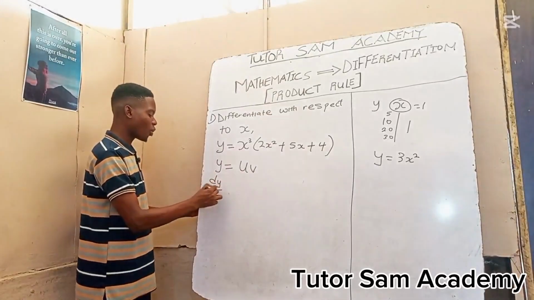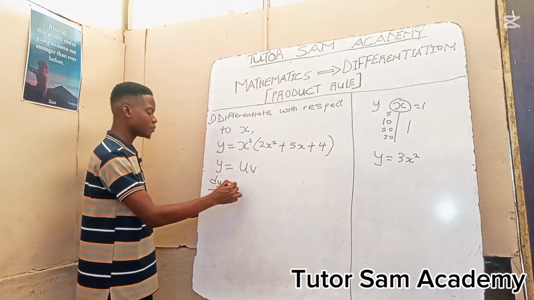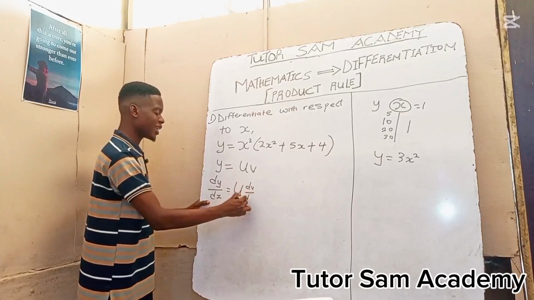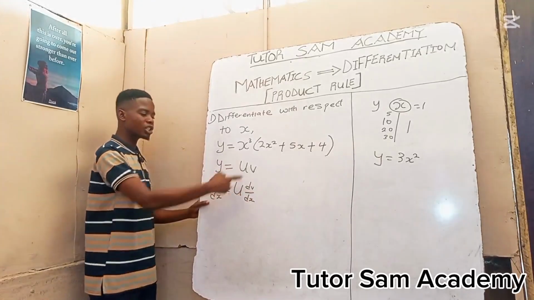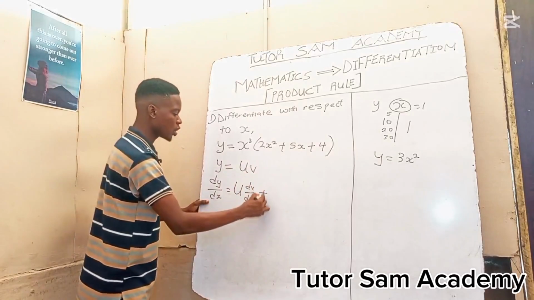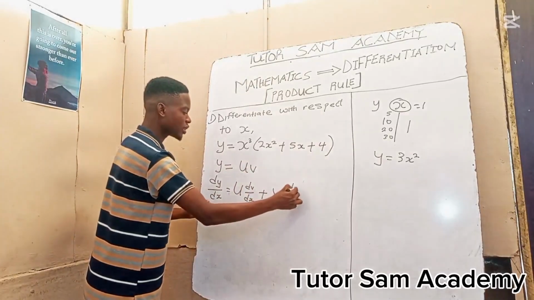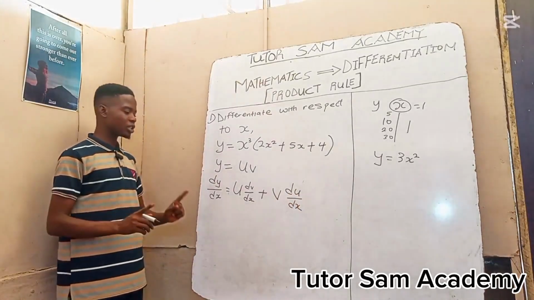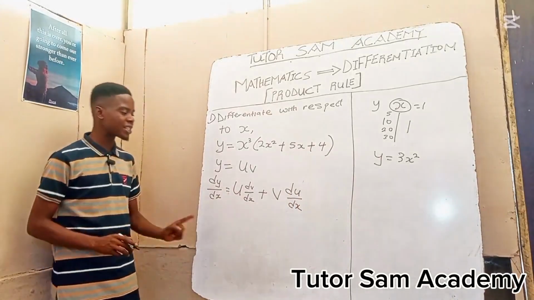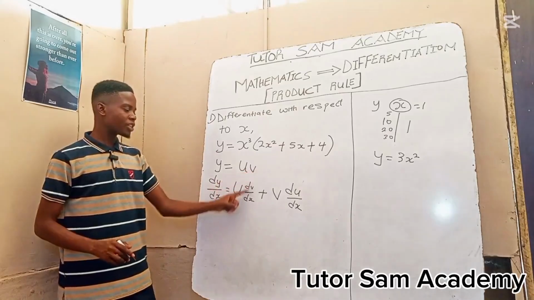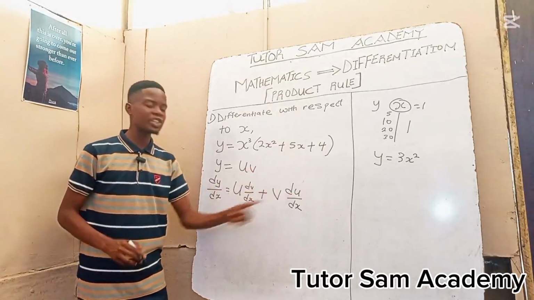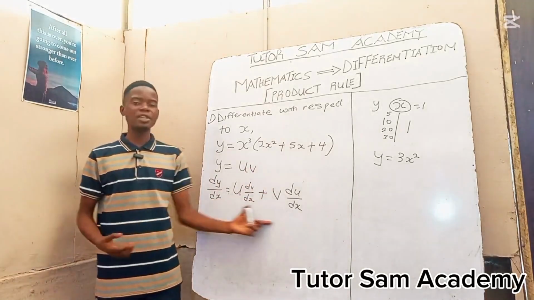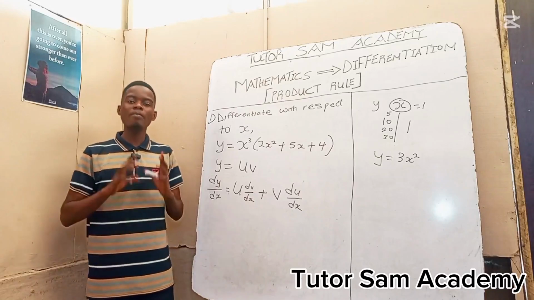How do you differentiate? The dy over dx will be what? You write your u, you differentiate the v, plus you write your v, you differentiate the u. So this is what the product rule states. The product rule states that you write the u, differentiate the v, write the v, differentiate the u, for your easy understanding, because you might not necessarily cram this formula. This is the shortcut of memorizing it.